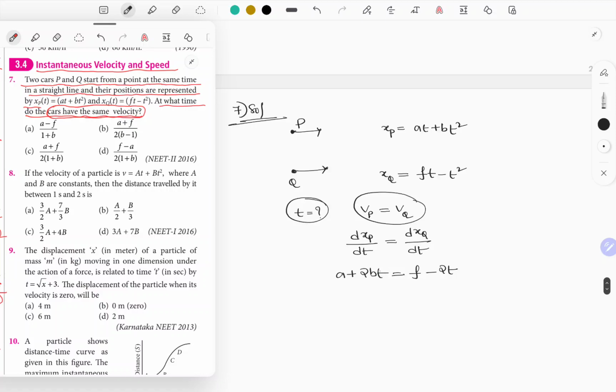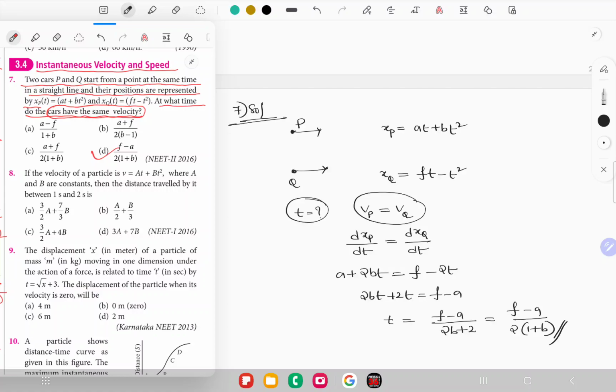Now from this I need a time, that's what they are asking. So here, send 2t to the left side and the rest to the right side: 2bt plus 2t is equal to f minus a. Take t common, t is equal to f minus a divided by t common, 2b plus 2. Taking 2 common, f minus a divided by 2 times 1 plus b. Which option is correct? I think option 4 matches.